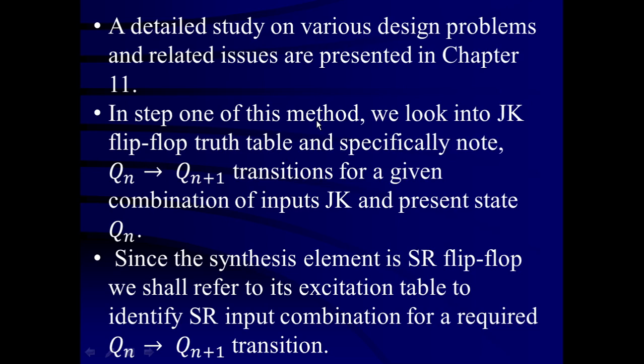So in step 1 of this method, we look into the JK flip-flop truth table and specially note the transition of Qn to Qn plus 1 for a given combination of the inputs J and K and the present state Qn. Since the synthesis element is the SR flip-flop, we shall refer to its excitation table to identify the SR input combination required for a required Qn to Qn plus 1 transition.